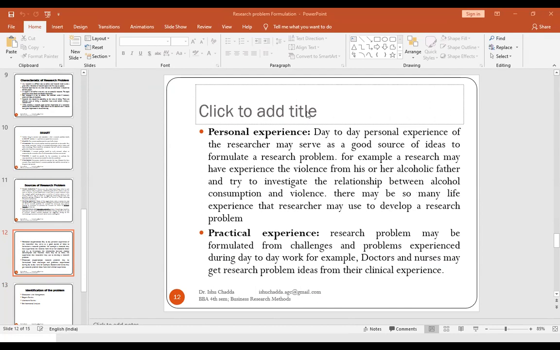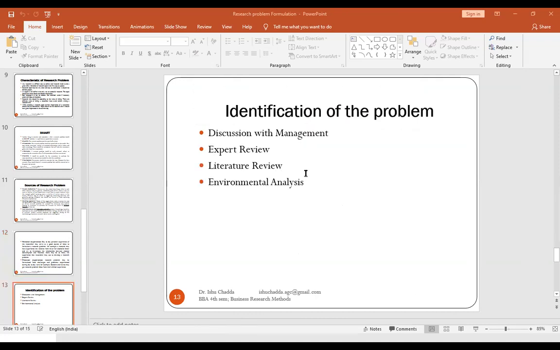The next one is practical experience. A research problem may be formulated from challenges and problems experienced during day-to-day work. For example, doctors and nurses may get research problem ideas from their clinical experience. So we can say these sources open numerous potential possibilities of research. However, not every problem qualifies for research, and the selection of the problem is a very careful and well thought out process. The next topic is identification of the problem.